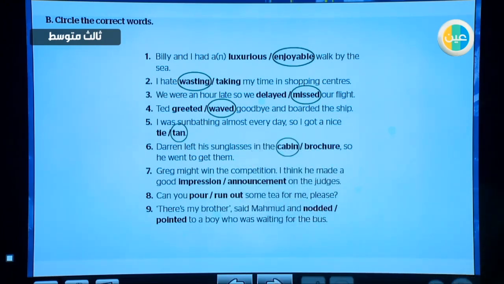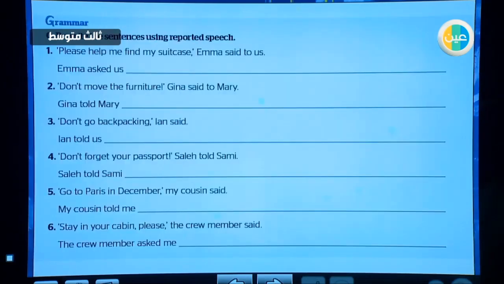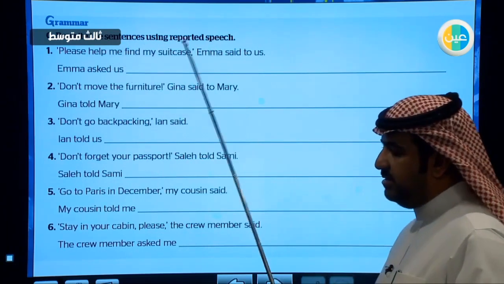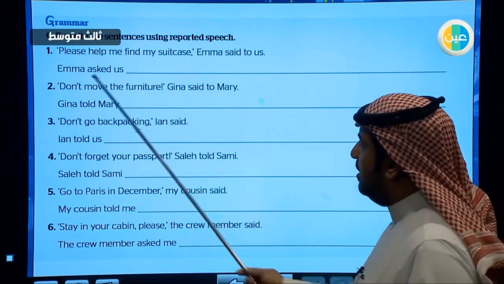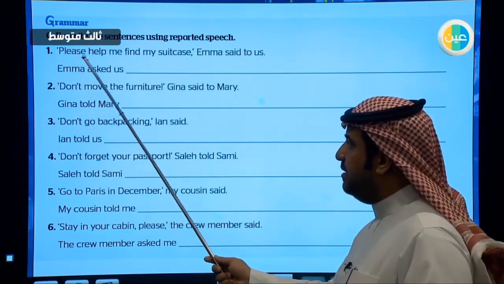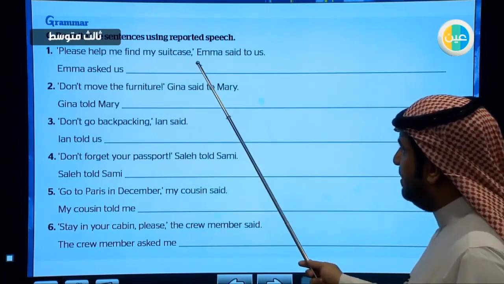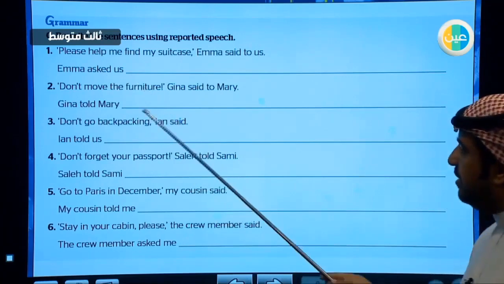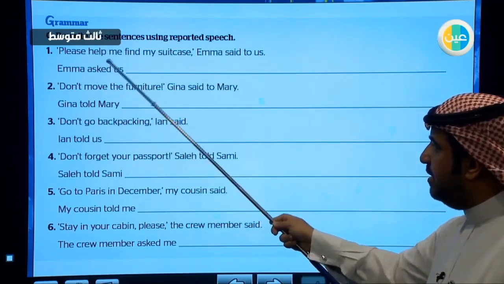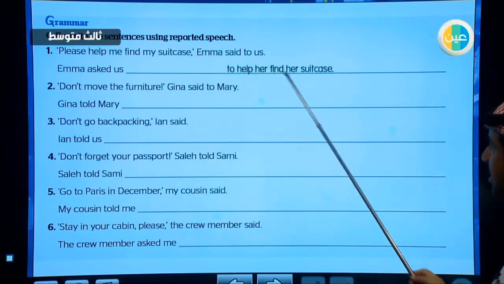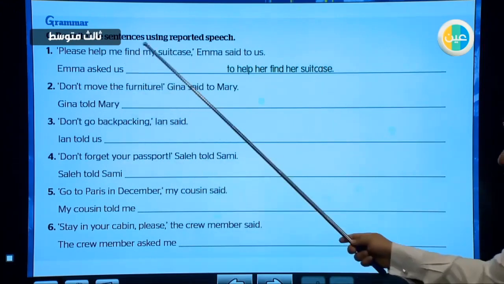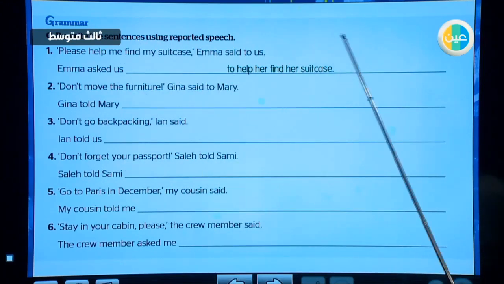Will you do the rest of them, because we don't have time to do that. And here we are going to rewrite the sentences using reported speech. And this is very easy, it was explained to you. As you see, this is a request. Please help me find my suitcase, Emma said to us. Emma asked us, okay, please will be removed. Help me find my suitcase will be to help her find her suitcase. So we change the pronouns. We add the to here and apply any additional changes.